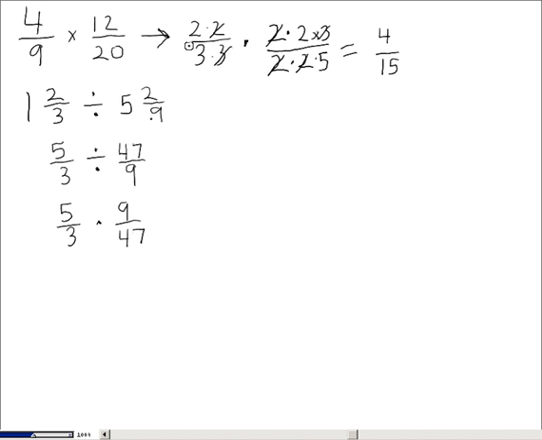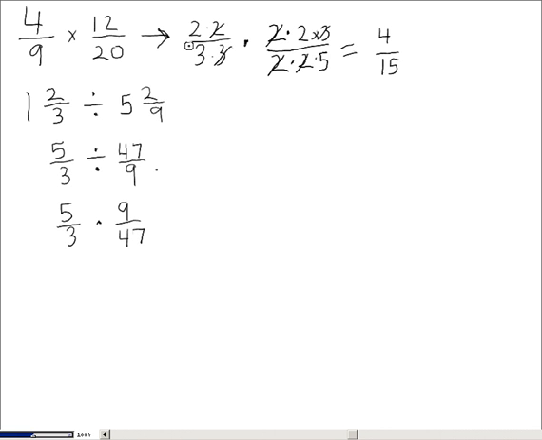Do the same thing here. 9 times 5 is 45. 45 plus 2 makes 47. So that would be the same as 47/9. At this point, when you're dividing fractions, you invert the second fraction and multiply. So that would be the same as 5/3 times, flip this, reciprocate this, 9/47.